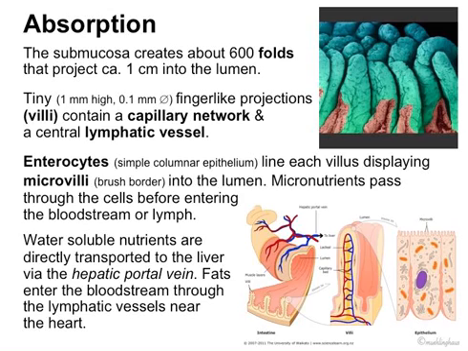So this is when the small molecules get from the intestine into the bloodstream. The submucosa in the jejunum creates about 600 folds that project about 1 centimeter into the lumen, into the space. So that's just these wiggly structures that you saw on the previous slide. And then from there we have tiny finger-like projections, about 1 millimeter high and 0.1 millimeter in diameter. Tiny stuff. And those villi contain capillary networks and a central lymphatic vessel right here.